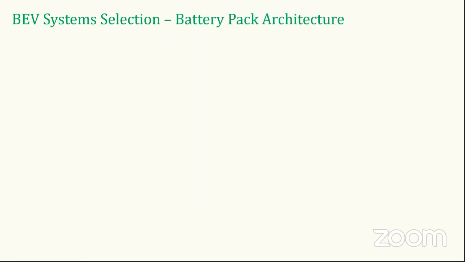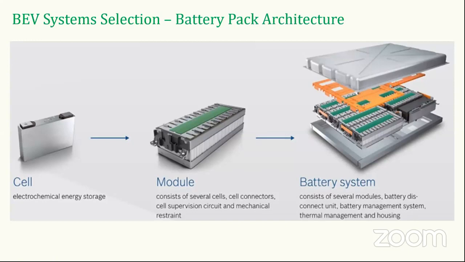So the next is the battery pack architecture. As you can see on the screen, it starts from the cell. The cell is the basic structure of the battery system, which is the primary source of power for the electric vehicle, obtained with the help of an electrochemical reaction. Here the electrical energy is obtained from the chemical reaction and the flow of electrons, thereby causing the oxidation and reduction process of the electrodes.